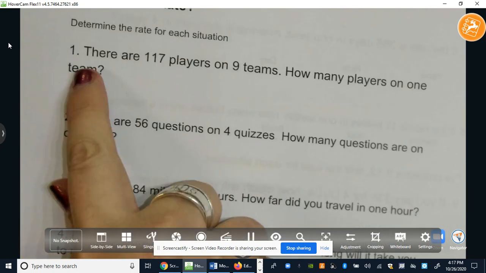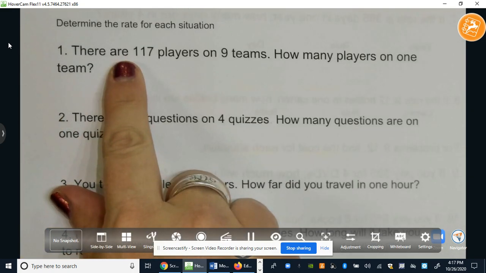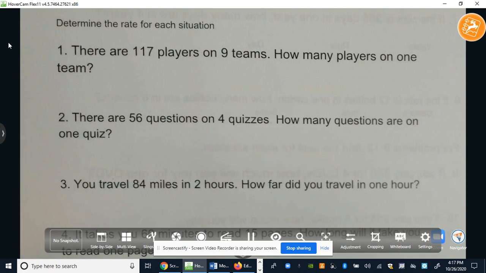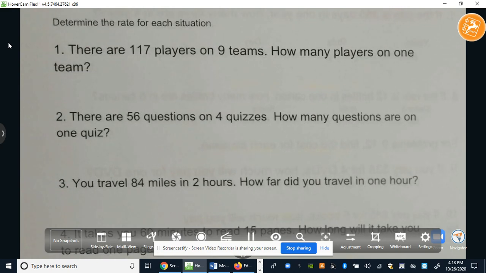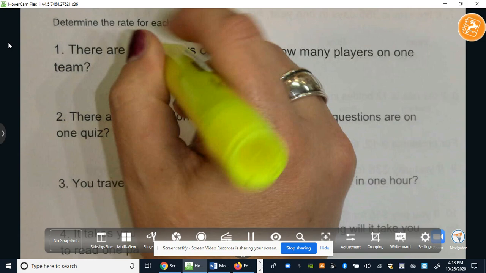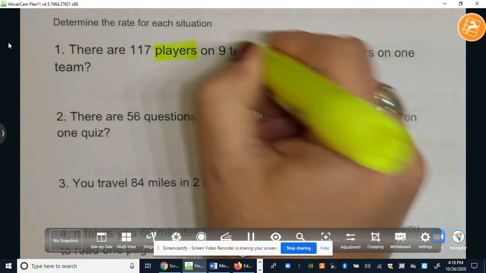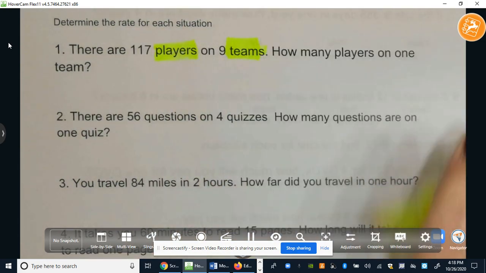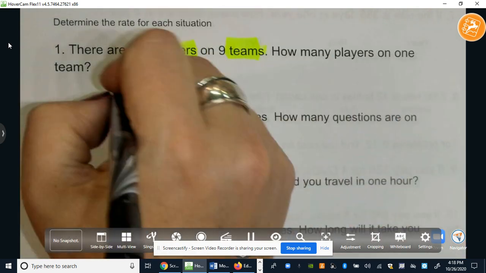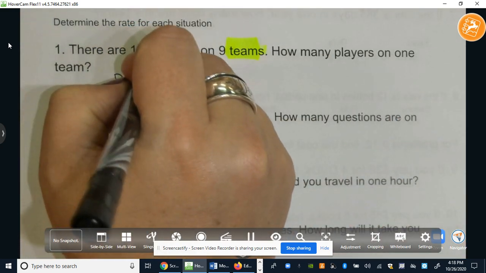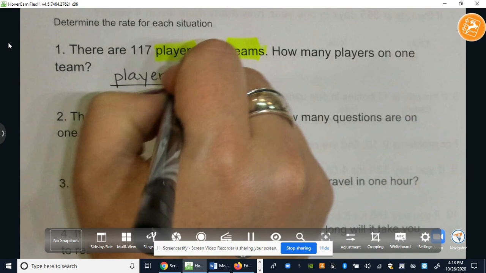All right. So the question is, there are 117 players on 9 teams. How many players are on one team? So what are we looking at? We're comparing, because rate is a comparison of two things, or a comparison of different quantities. And we're looking at players and we're looking at teams. So in words, that is what we're looking at. So I'm looking at players and I'm looking at teams.